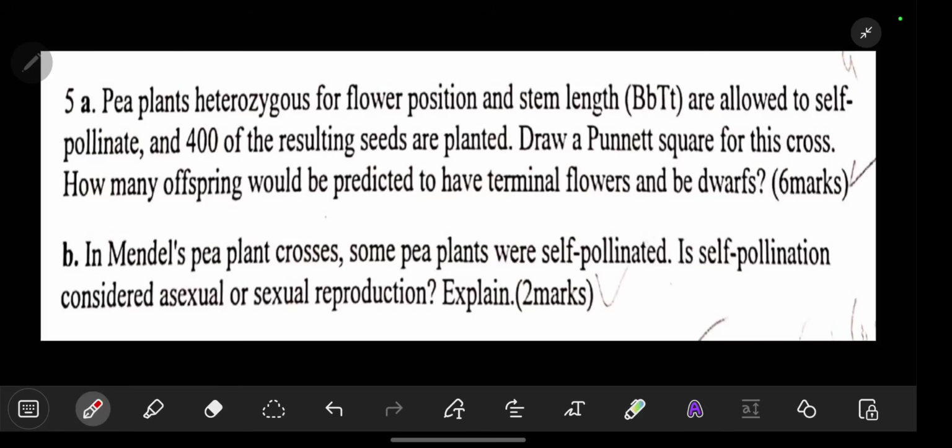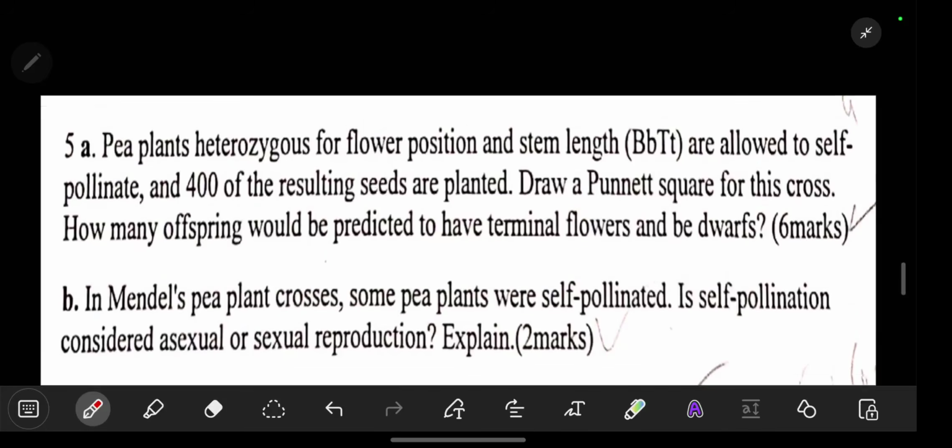So we have been told pea plants are heterozygous for flower position and stem length, are allowed to self-pollinate, and 400 of the resulting seeds are planted. Then we are told, using the Punnett square for this cross, how many offspring would be predicted to have terminal flowers and dwarf stems. So remember, terminal flowers is recessive, and dwarf is also recessive.